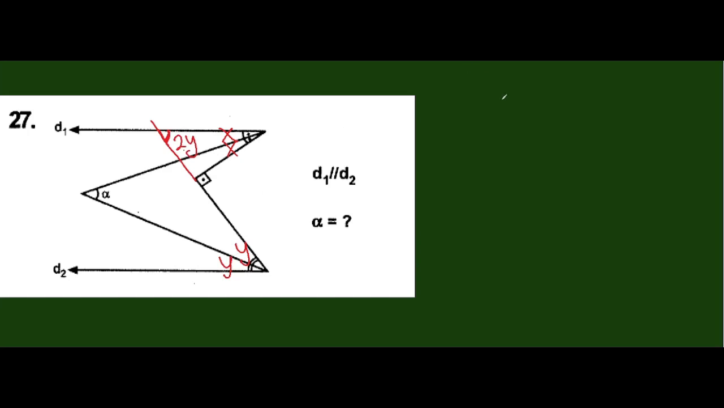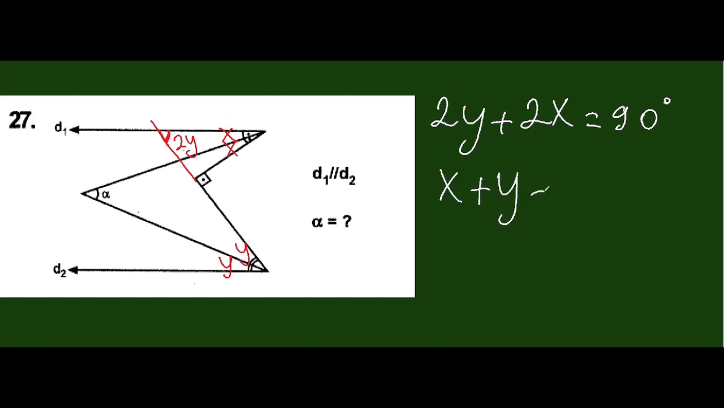So from here we can write down the first equation that we need, and it will be 2y plus 2x equal to 90 degrees. This one is 90 degrees. So from here, x plus y will be 45 degrees.